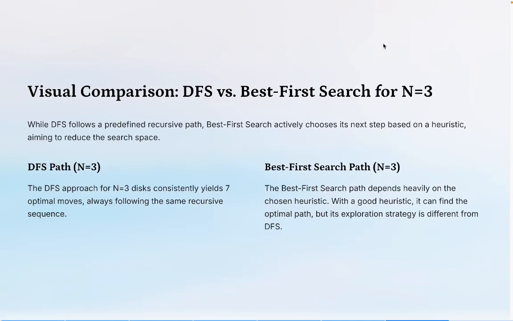Coming to the visual comparison, let's say for n equal to 3, the DFS path always gives the same 7 optimal moves. It's a predictable one. For best first search, it depends on the heuristic. With a good heuristic, you can find the same optimal path, but it takes a different exploration strategy.